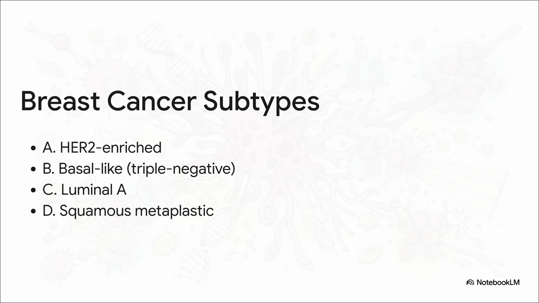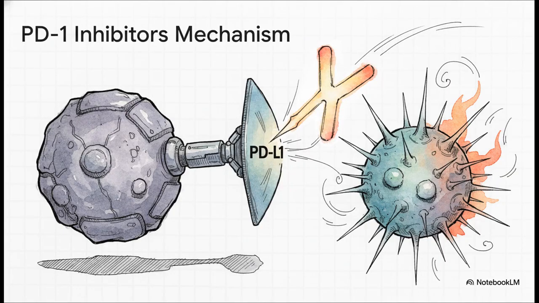The major takeaway here is that this specific intrinsic subtype actually carries a highly favorable prognosis. Why? Because the tumor responds so powerfully to targeted endocrine deprivation therapies, like aromatase inhibitors or tamoxifen. Question 12. What is the primary mechanism of PD-1/PD-L1 immune checkpoint inhibitors?